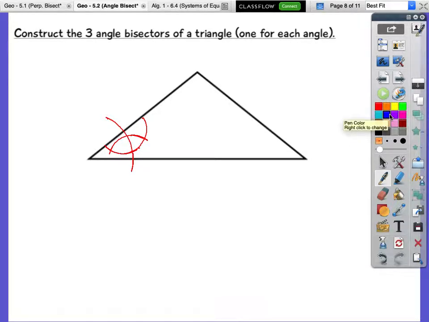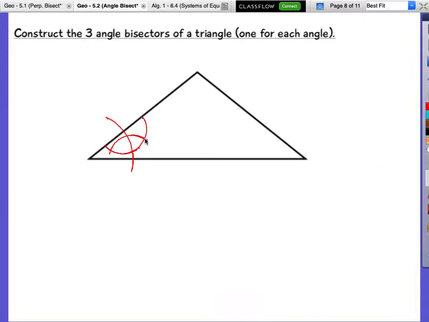So then, be sure to create two X's. You should connect them. And if you connect them here. Do we do it for each angle? Yes. Like on each vertex? Yes.